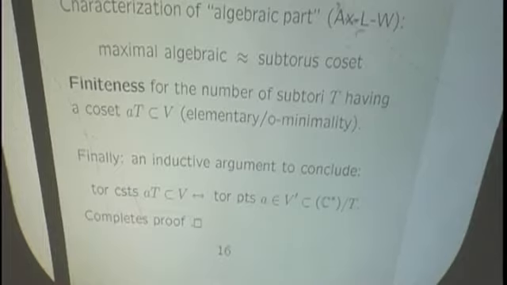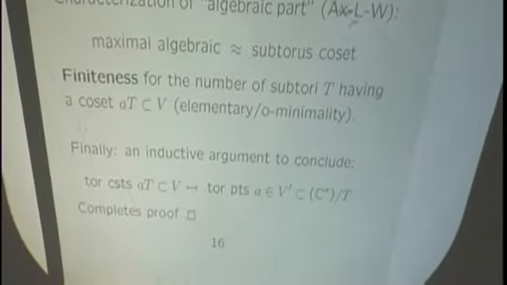But then finally you have an inductive argument that for each of those tori, if you consider which translates of it are contained in V, then that amounts to looking at torsion points in the quotient. So you have an inductive argument at the end that says that only finitely many torsion cosets of each of those tori are contained in your variety.